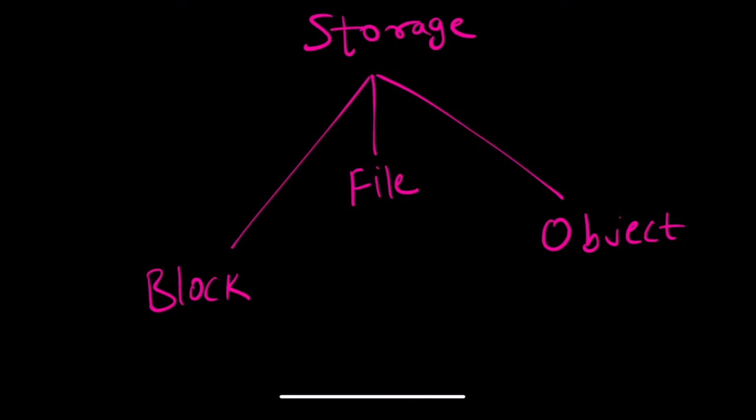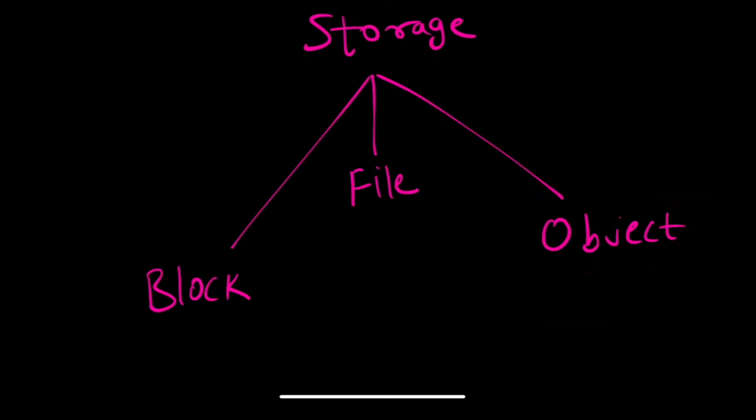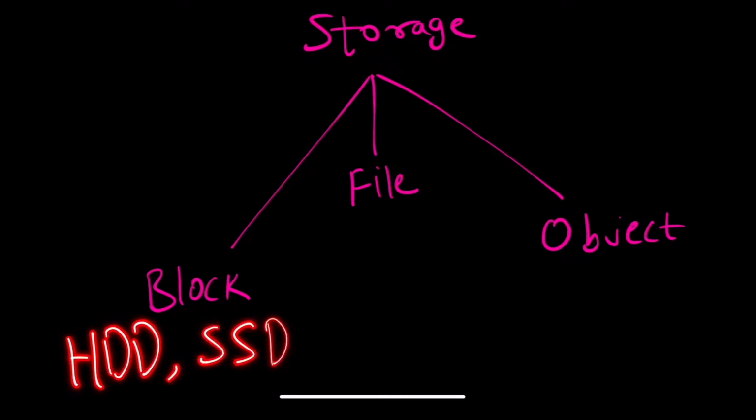So what I was talking about is, as and when we start to talk about storage, storage is broadly categorized into three. We have block storage, file storage, and object storage. S3, the topic that we are going to talk about today, is object storage. But before we get into object storage, let's talk about what exactly is block storage. Block storage is hard disk drives, solid state drives that you use. All of these are termed as block storage.